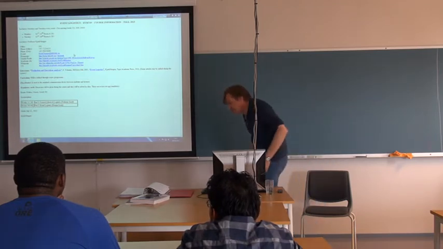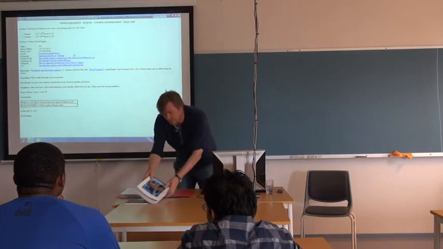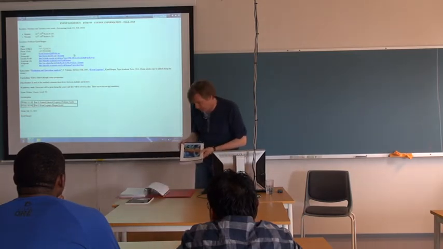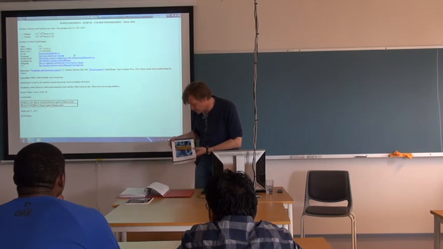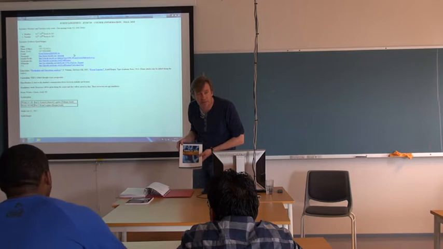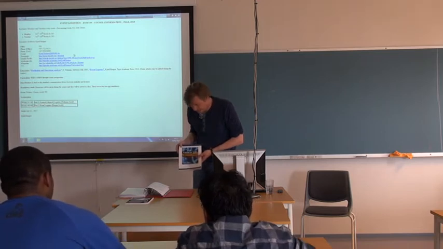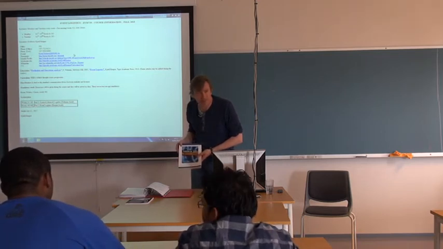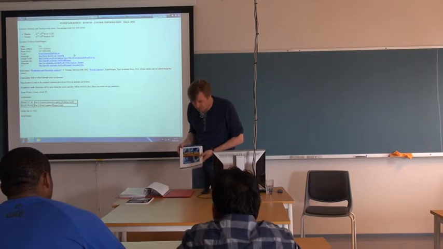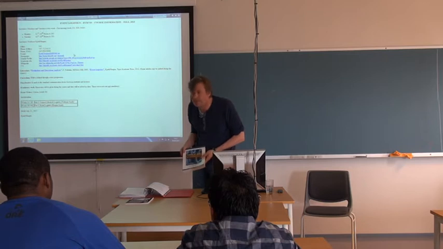There are two textbooks in the course. First, we plan to start with this one, Production and Operations Analysis by Steven Nahmias, and it's a standard textbook in logistics or operations management, or maybe even operations research, but the emphasis here is on the logistics part, so this should be a neat textbook for the first half of the course.